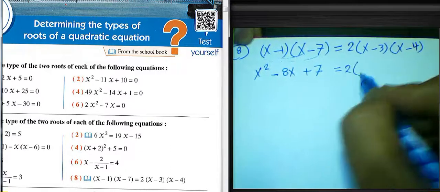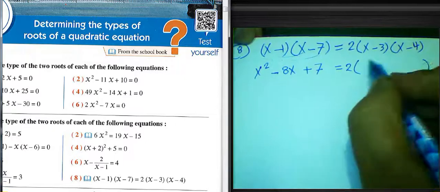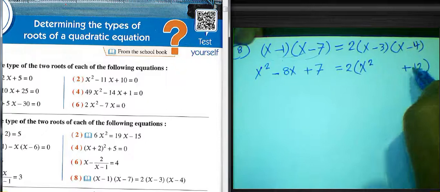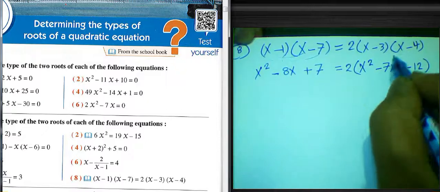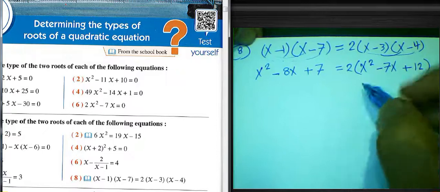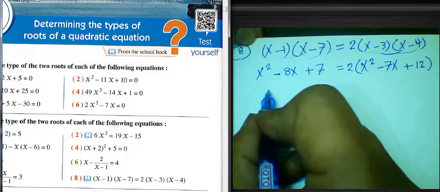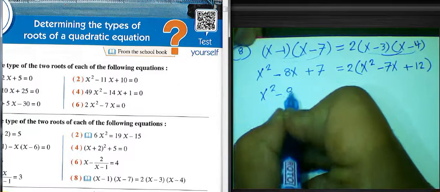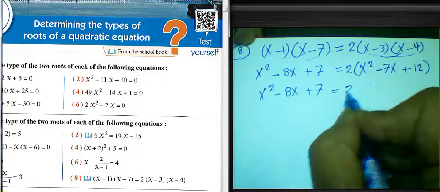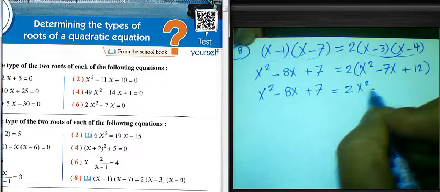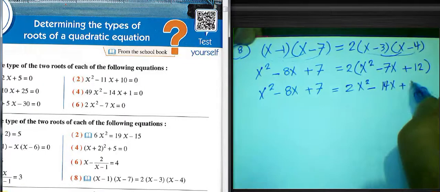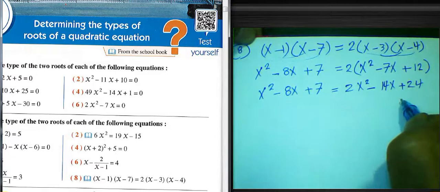And we will write here x power 2 plus 12 plus 7x plus negative 3x and negative 4x equal negative 7x. So we will write x power 2 subtract 8x plus 7 equals 2x power 2 negative 14x plus 24.